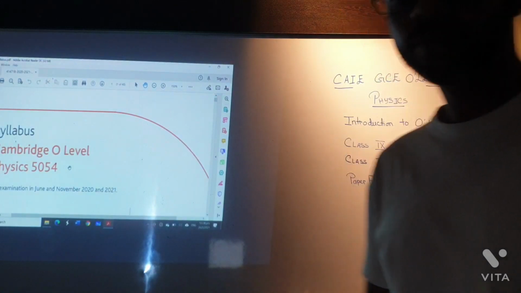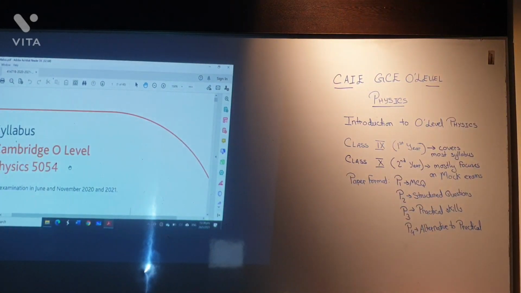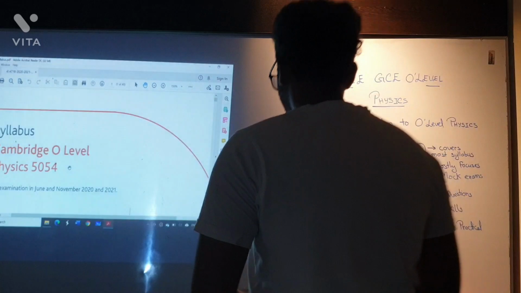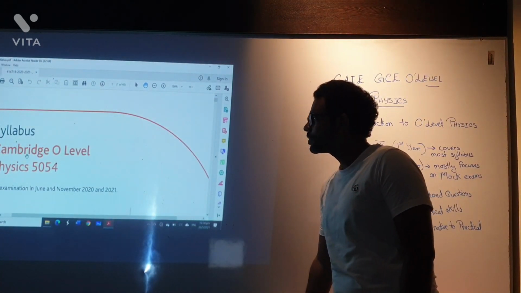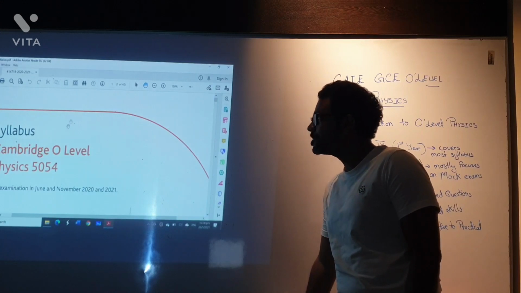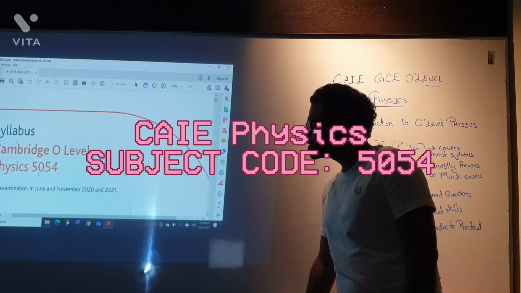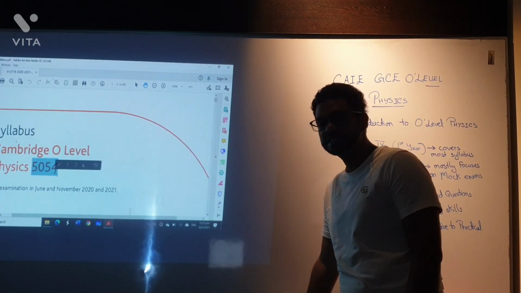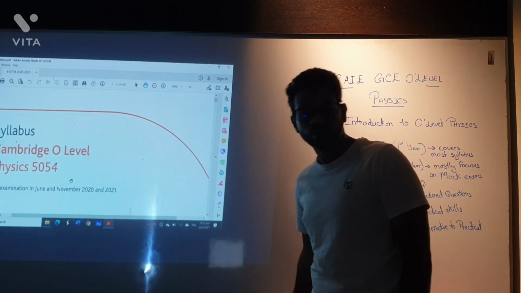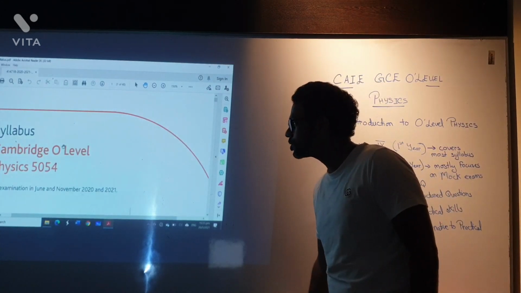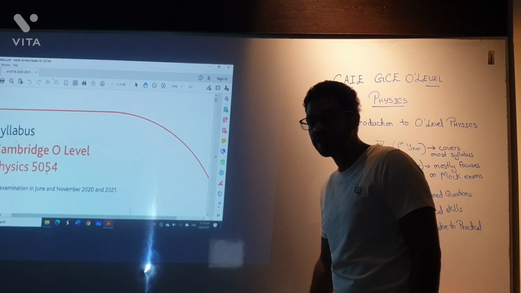Okay, so we start with the syllabus first. For the syllabus, you can go to the Cambridge website and download the physics syllabus under the Cambridge GCE. The code for physics is 5054, as you can see here. This is the code for physics GCE O-level. For IGCSE, it's 0625, but we will be talking about this one. So I'll be talking about 5054 physics.